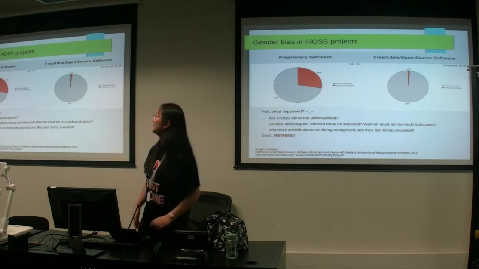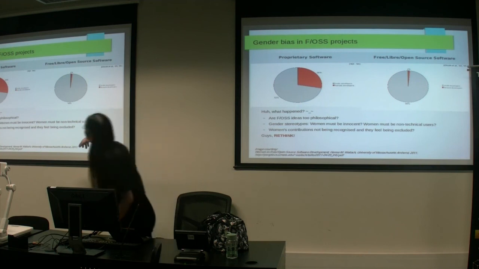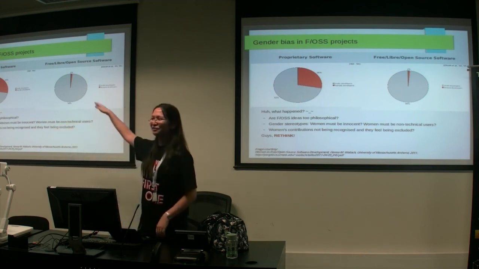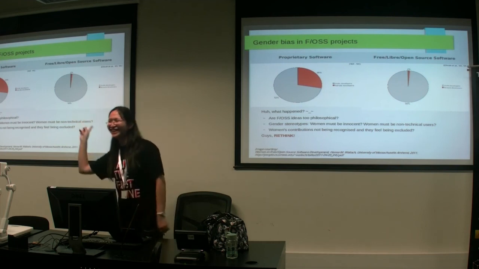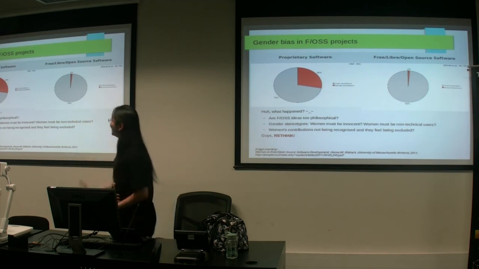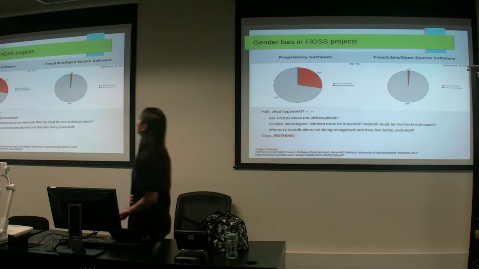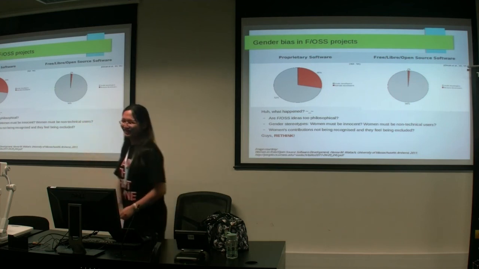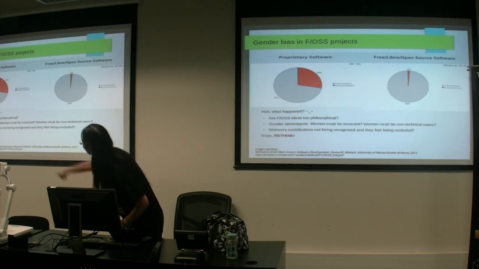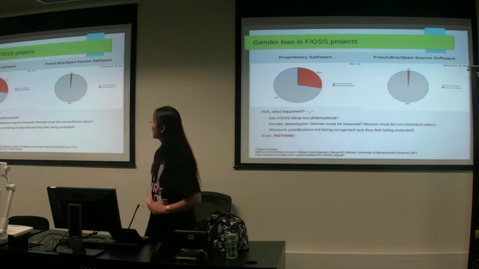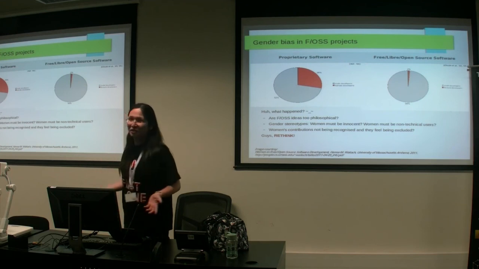Gender bias. You can see that in proprietary software projects, around 28% of developers are female, but in open source projects, just 2%. So what happened? Wait, is it 2% and 99? Yeah, I think it's a rounding thing. I just captured this from the women in free and open source software development slide. So actually, what really happened, I'm not sure.